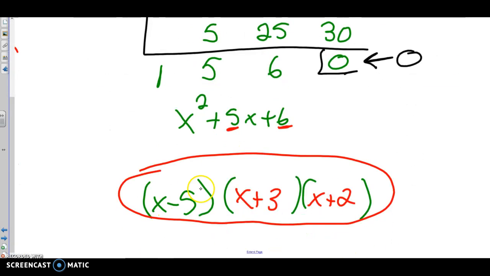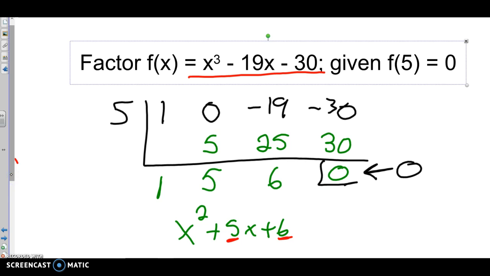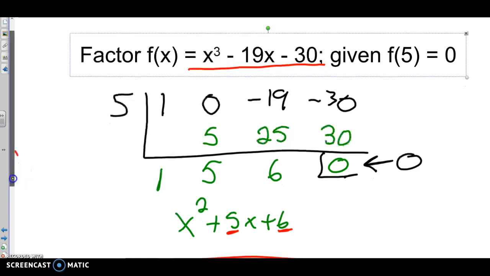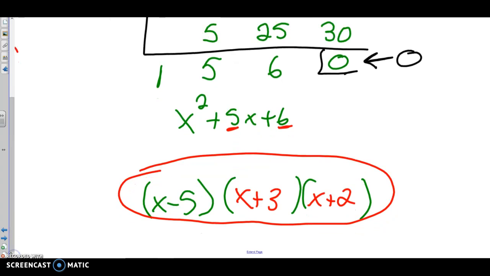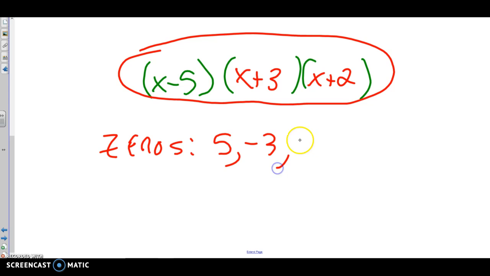If I were to multiply all these three together, I would end up right back here with x cubed minus 19x minus 30. This also allows me to get my zeros, because if I set each of these equal to 0, I know they're going to be 5, negative 3, negative 2, the possible values of x that'll make this 0.